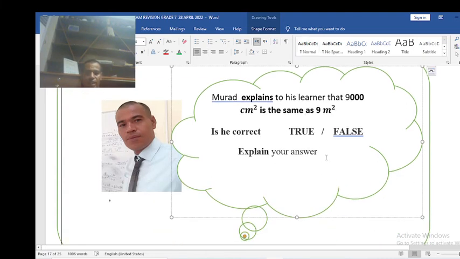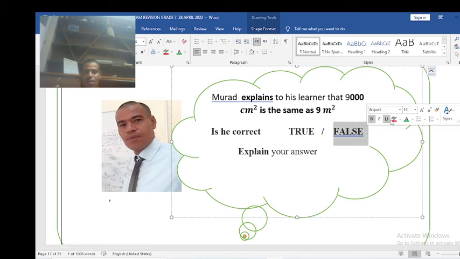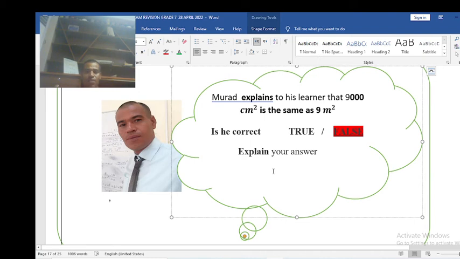First of all, we are going to guess that Mr. Murad, in this question, which is a reasoning question, is false, simply because 1 meter square is equal to 10,000 centimeters square, and when you multiply both sides by 9, 9 meters square equals 90,000 centimeters square. So I'll write here, the answer is false. And I'm going to explain this.